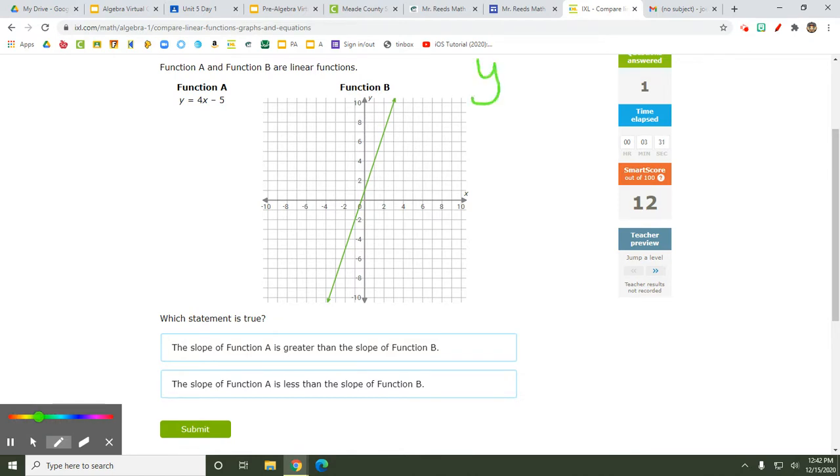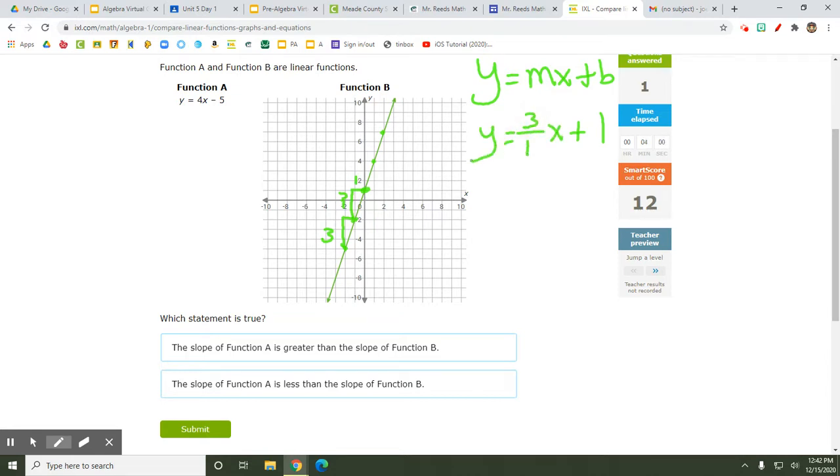Remember, we use y equals mx plus b. b is my y-intercept. My y-intercept is here at 1. So I know it's a positive 1. And then my slope, let's find points. There's a point, here's a point, another point. So we find a bunch of points. Up 3 over 1. So I know this will be 3 over 1x. So I'm going to have y equals 3x plus 1.